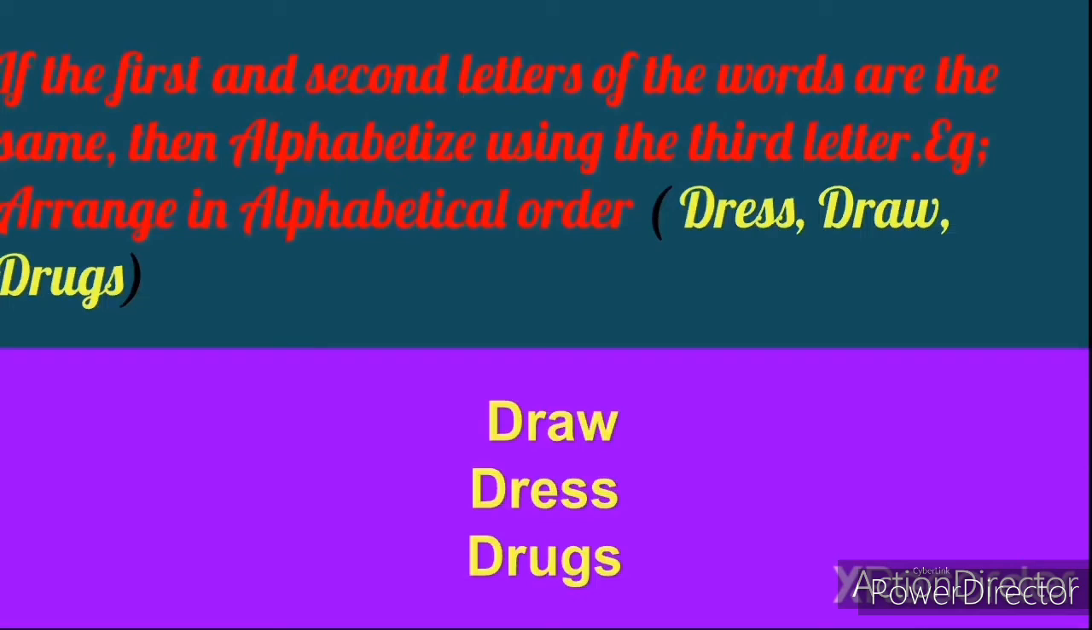We have another example here. Arrange in alphabetical order: dress, drawer, draw, and drugs. So we can see that these words have dr in them. So we'll begin by alphabetizing with the third letter. The first one that comes is draw, because A comes before E in dress and E comes before U. So in alphabetical order the words become draw, dress, and drugs.